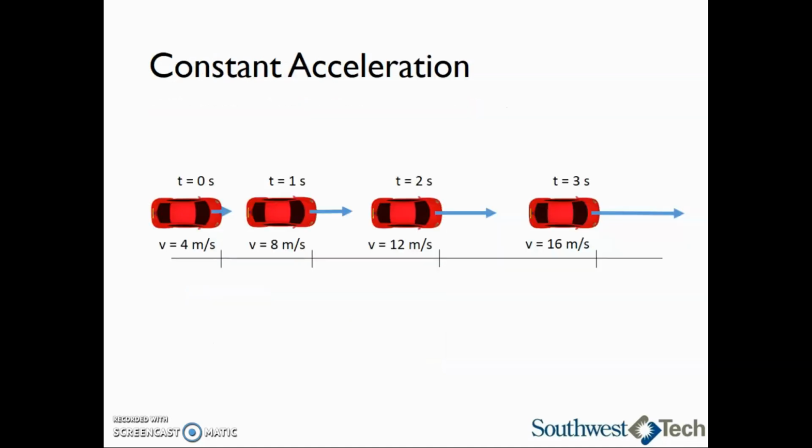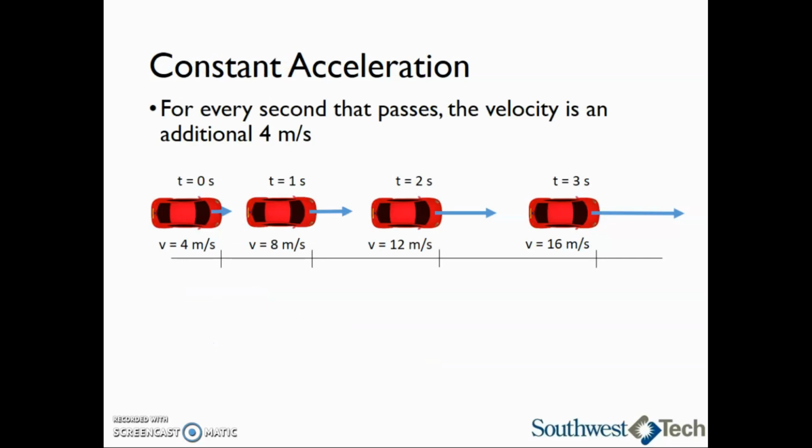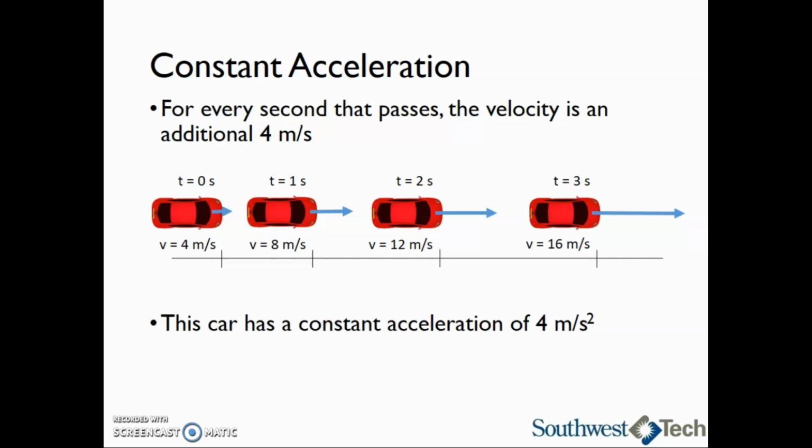If we have a constant acceleration, that means for every second that passes, the acceleration is the same. In this case, we have a constant acceleration of 4 meters per second squared. This means that for each second that passes, the car is traveling 4 meters per second faster than in the previous second. If there's a constant acceleration, the speed is increasing. That means that the distance traveled per second will also change since the speed is increasing.